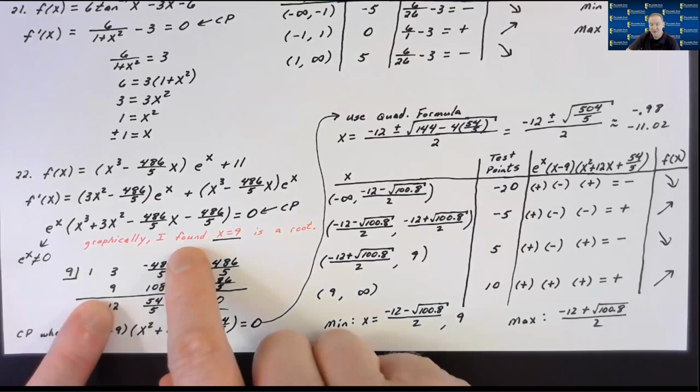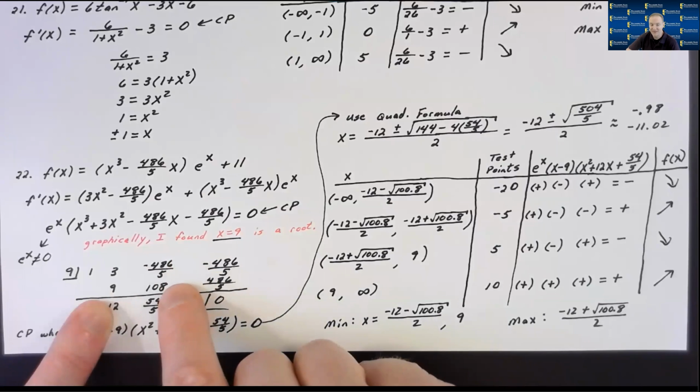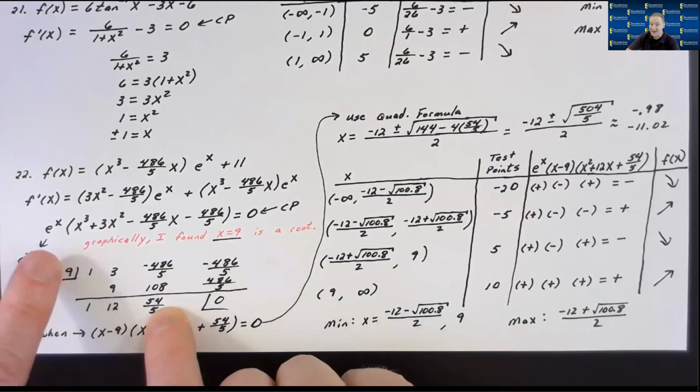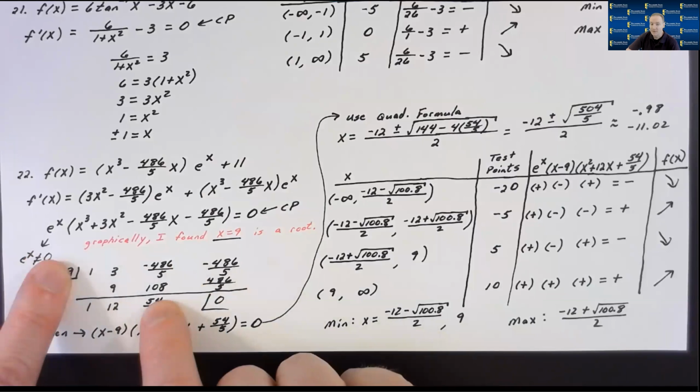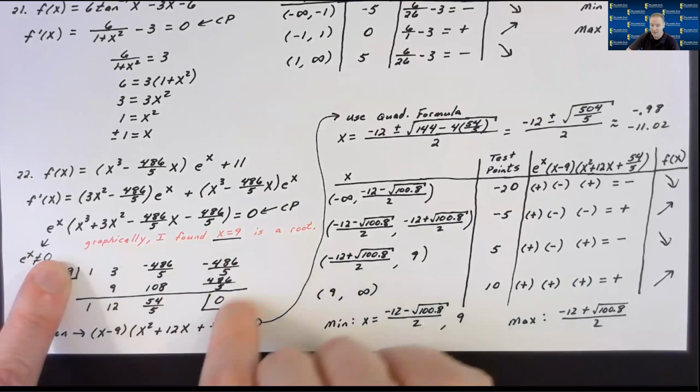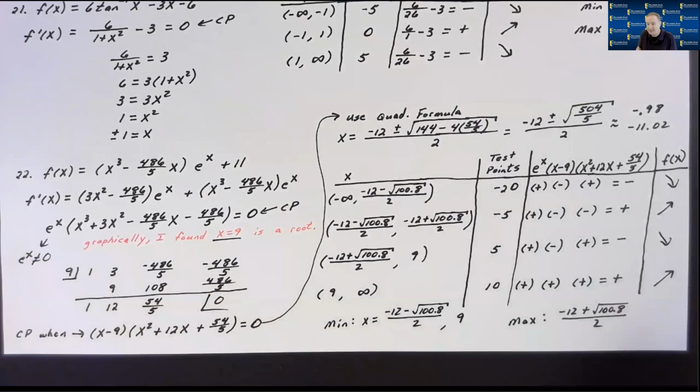I used my calculator to add the next column and simplified it to a fraction, 54 over 5. 9 times 54 over 5 is going to give me my 486 over 5, which gorgeously cancels out that last term. And of course, we already knew it had to cancel out. You had to have a remainder of 0.